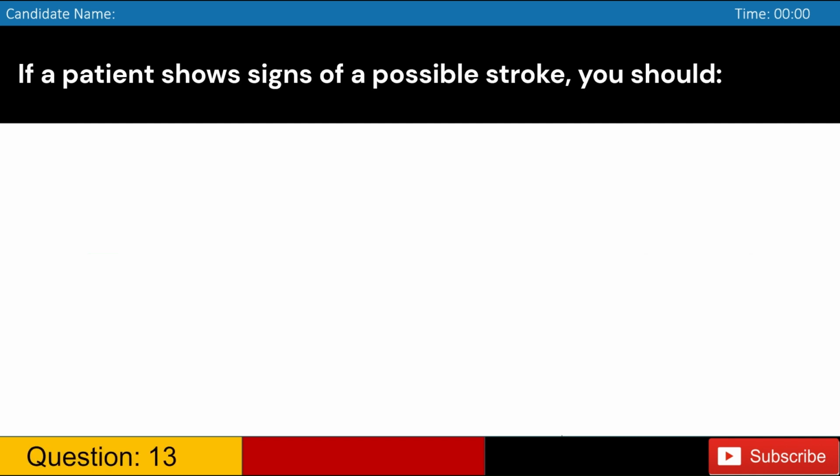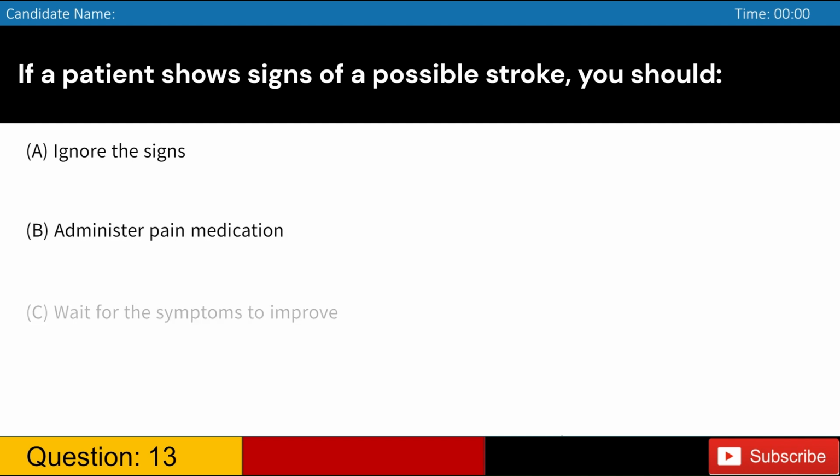If a patient shows signs of a possible stroke, you should: A. Ignore the signs. B. Administer pain medication. C. Wait for the symptoms to improve. D. Call emergency services immediately.